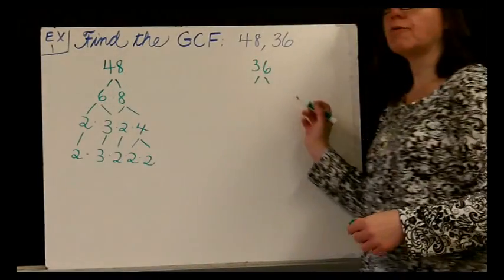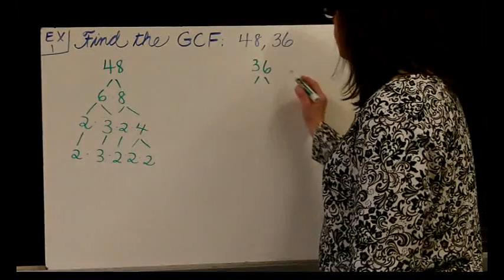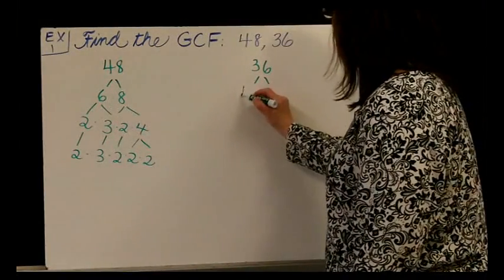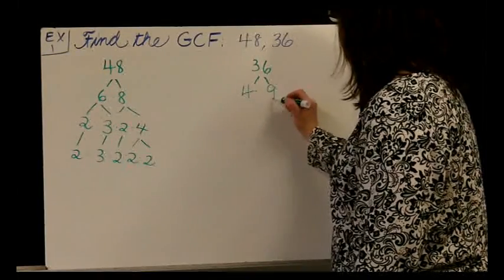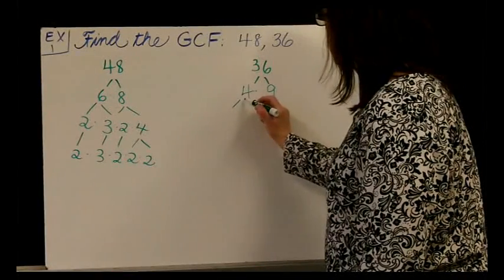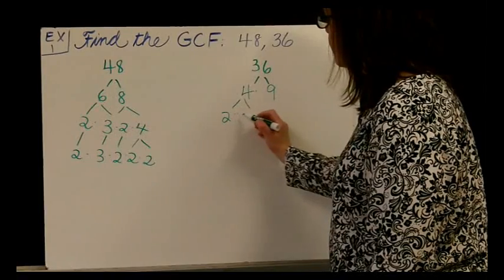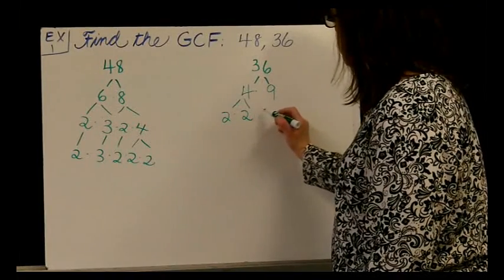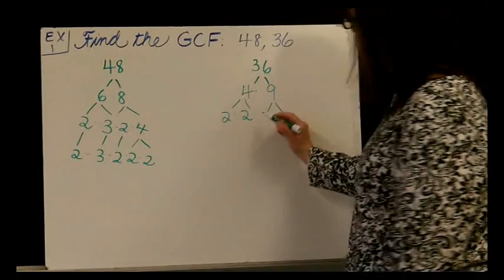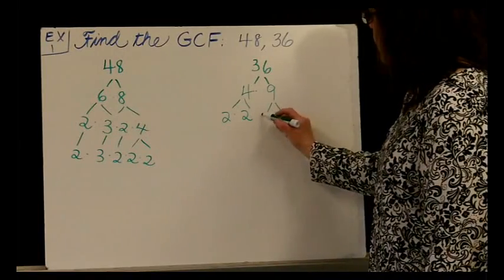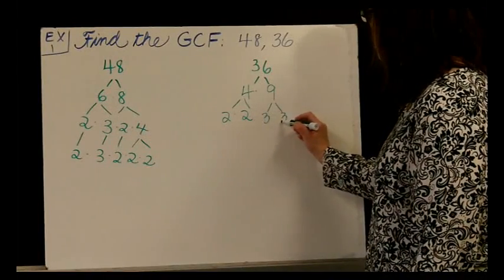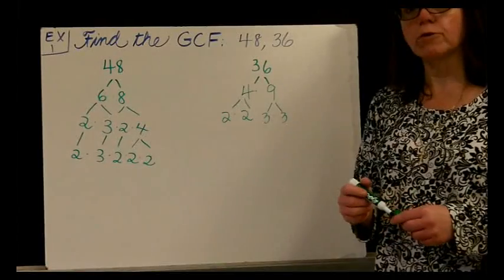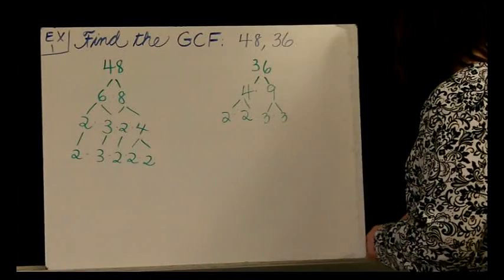Now we'll do the same thing for 36. 2 factors of 36 are 4 times 9. 4 is not a prime number, so we'll break that down to 2 times 2. 9 also is not a prime number. That becomes 3 times 3. So we've completed our first step, make our factor trees.